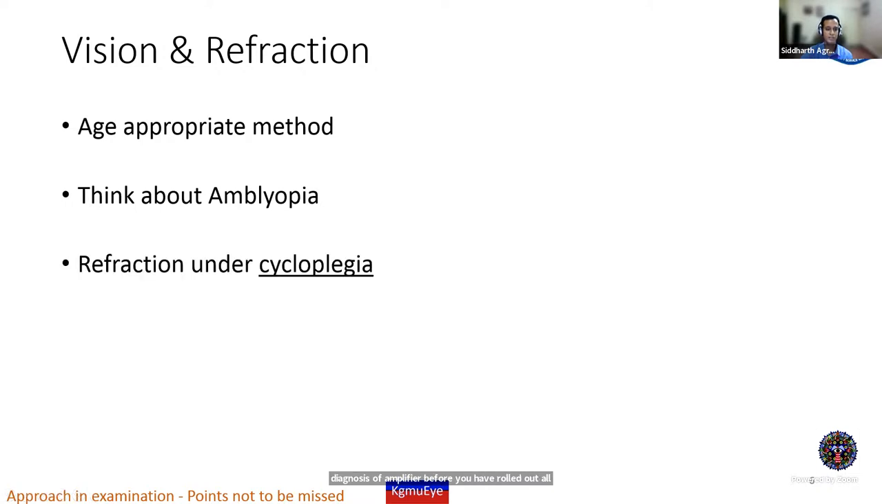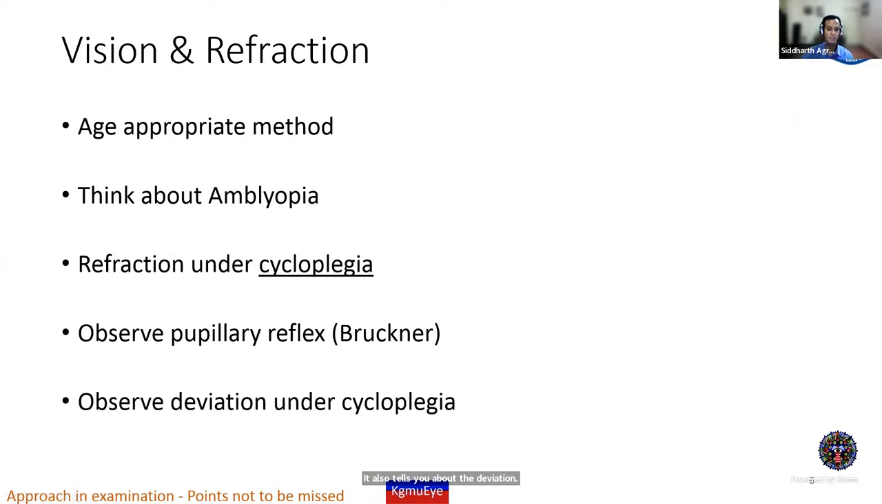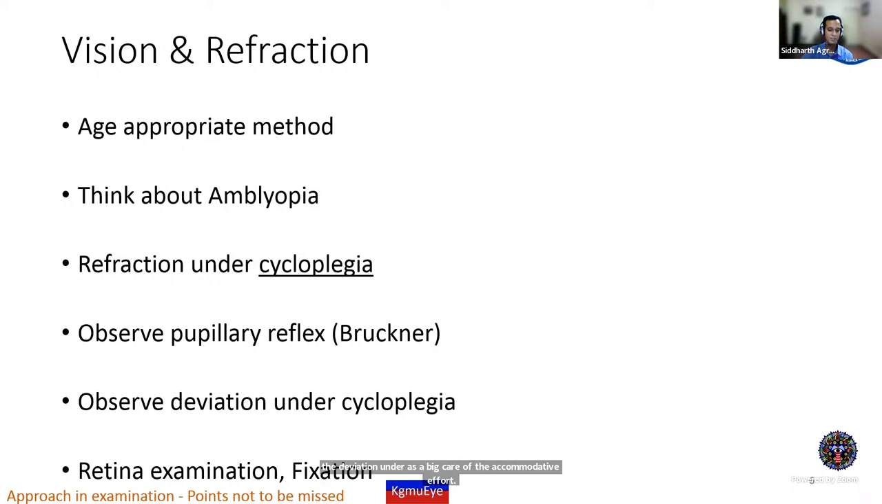Age-appropriate cycloplegic refraction should be performed, and the refraction of choice in our set of population is atropine. You must observe the pupillary reflex when the child is dilated. It gives you an idea of the media opacities and also of the refractive status. It also tells you about the deviation. Have an idea of the deviation under cycloplegia, as it takes care of the accommodative effort. When the child is dilated, retina examination and assessment of fixation should not be missed.